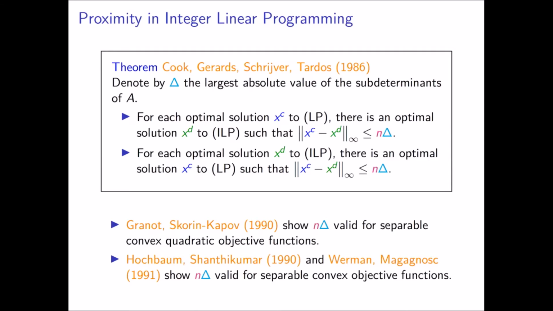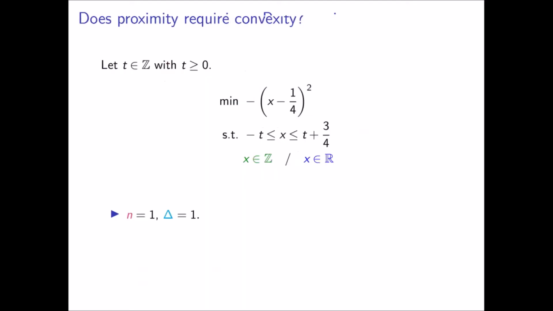Therefore, a natural question is whether proximity phenomena only occur in the presence of convexity in the objective function. I will now give you an example which seems to indicate that this is indeed the case. In fact, it shows that with a concave objective, the distance between optimal solutions of the discrete and continuous problems cannot be bounded by any function of n and delta. And to construct this example, I will only need dimension 1 and a super simple concave objective, which is just a quadratic polynomial.